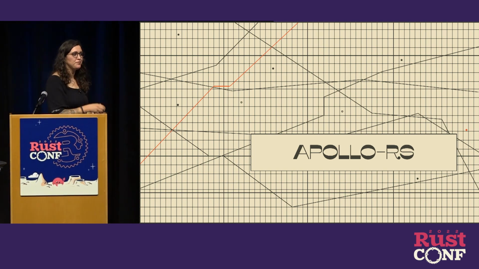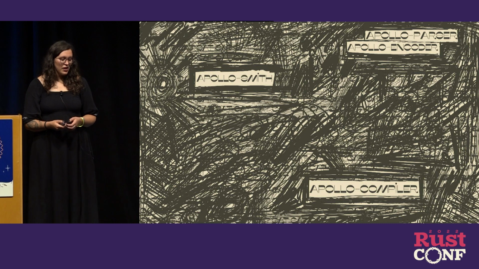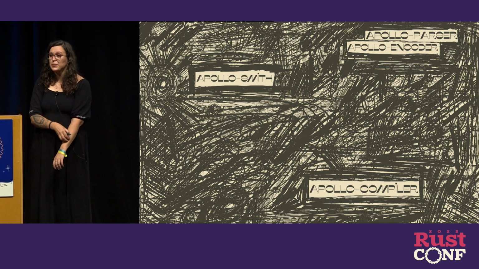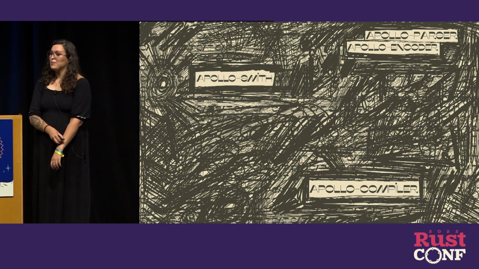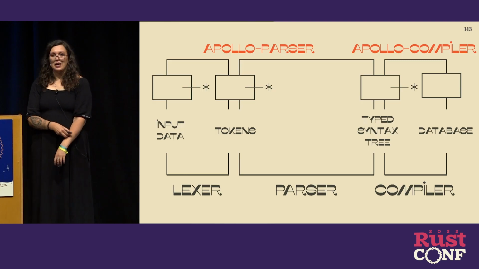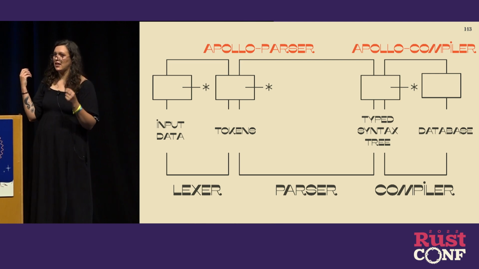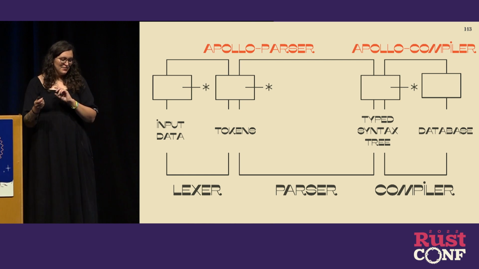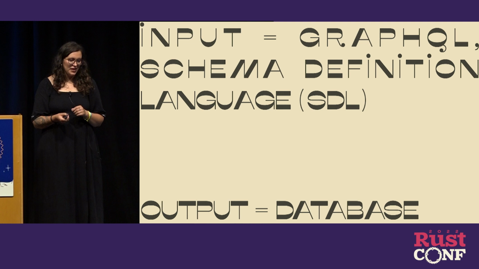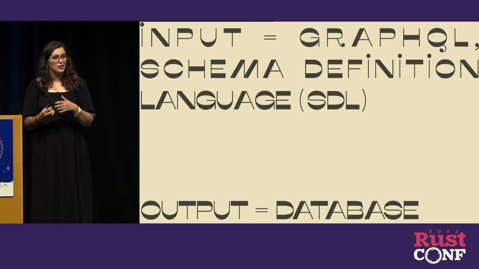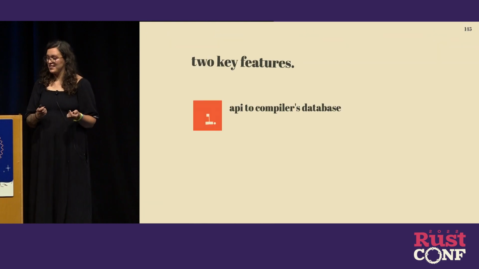What did we talk about today? Today was a talk about ApolloRS. ApolloRS is a collection of crates. We specifically focused on Apollo parser and Apollo compiler, the two crates that allow us to go through this compiler process stage. I know you're probably sick of this diagram. I promise it's the last time. So the two of them make up our compiler stages process. The input of our compiler is GraphQL, and the output is the database of facts.